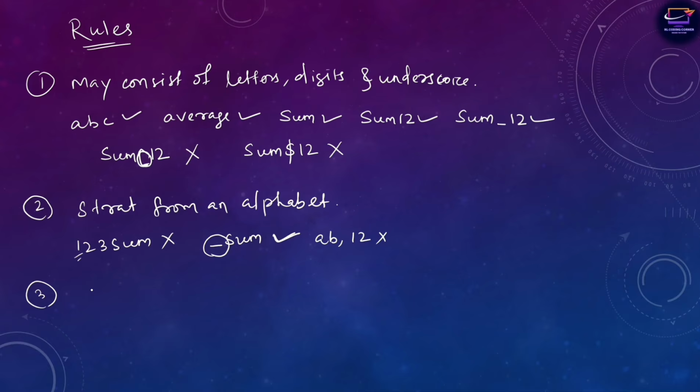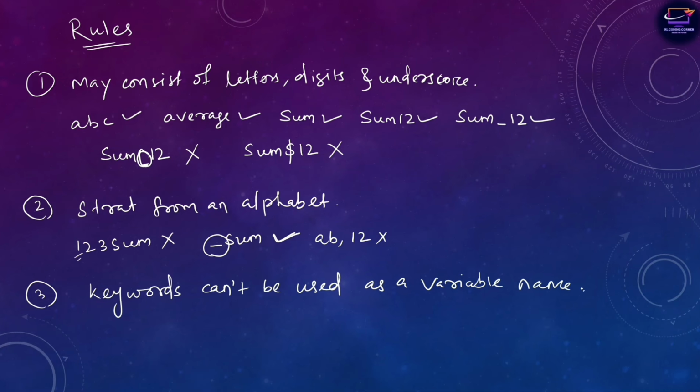Rule number 3 is keywords cannot be used as a variable name. So keyword means some reserved words in C. C has 32 keywords, right? These have some predefined meaning. So you cannot use those keywords as a variable name.